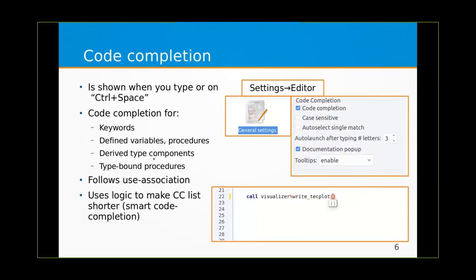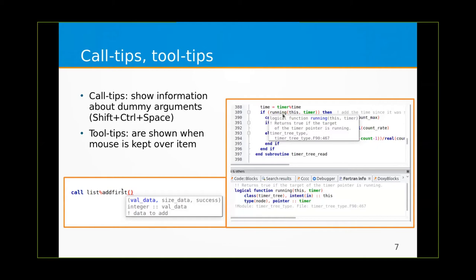Code completion. Code::Blocks has code completion for Fortran, and it tries to be as clever as possible and use some logic, not deep learning yet. Call tips show information about dummy arguments: it displays the dummy argument, the type of this dummy argument, and some documentation for it. The call tip window is displayed when we keep the mouse longer on some name. Additionally, in the bottom window, there is a Fortran info tab where additional, more detailed information than in the call tip is displayed.